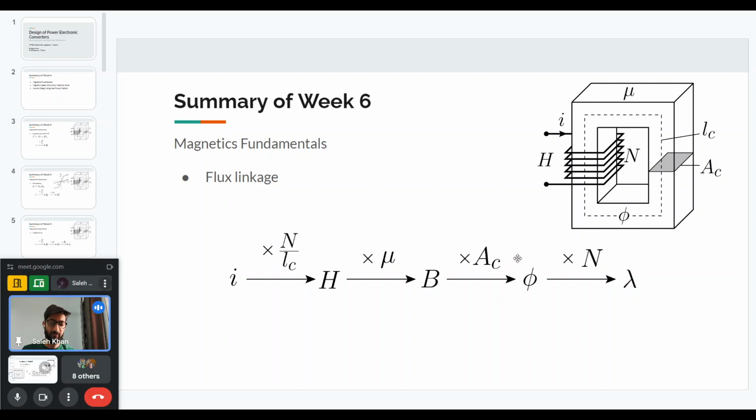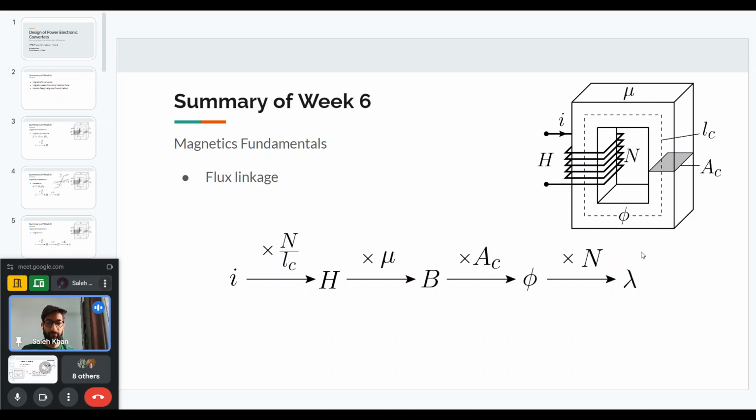And lastly, from the flux, we can find the flux linkage. If this flux flows through the entire core, that means it flows through all the n turns, then all the n turns are linked by this flux. We can find the flux linkage by multiplying the magnetic flux times the number of turns n. This is a fundamental quantity in magnetic circuits, and when it changes, we can produce a voltage, as we will see later on.